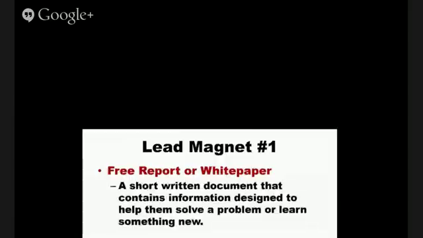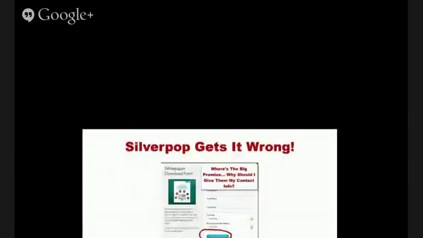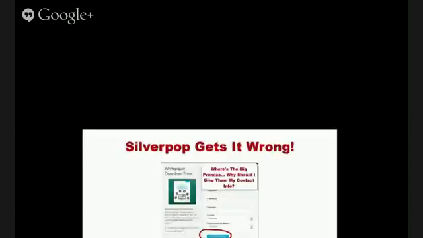Lead magnet number 1. Free report white paper. It's a short written document that contains information designed to help them solve a problem or learn something new, but what else is it designed to do if you do it properly? Pre-sell them on the idea of doing business with you, buying your products and services. Does everyone know what a white paper is? A lot of people ask me about that. White paper is the same thing as a free report, but in certain technical markets, they call it white paper.